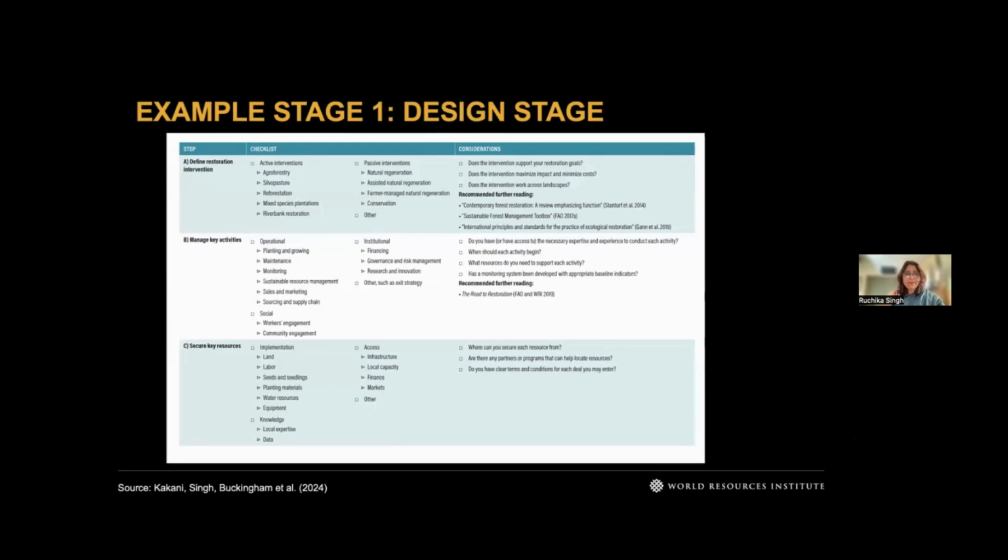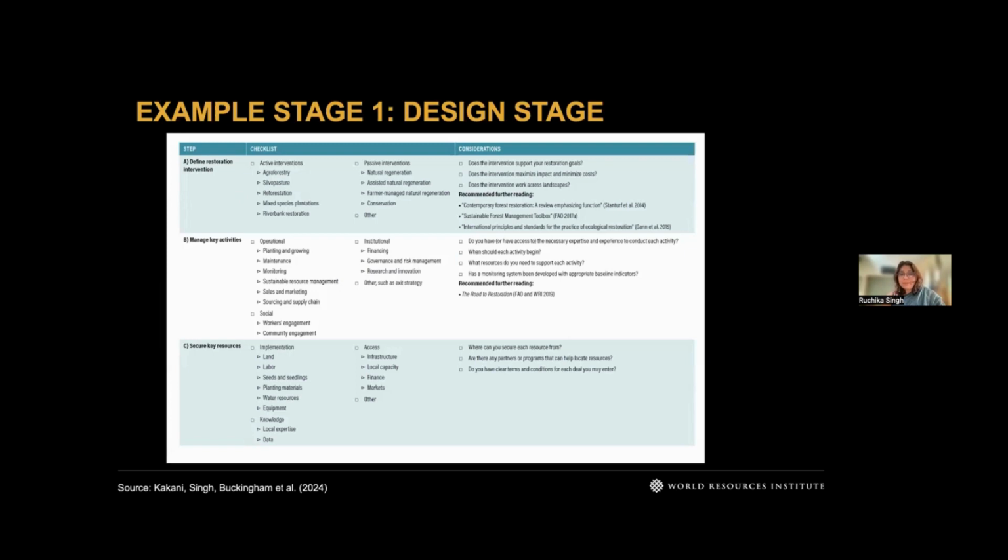This is an example in terms of the kind of resources and considerations that are available. I've taken this example from the design stage. So after scoping has already been done, the questions could help you identify the type of interventions, how these interventions could help you support the goals. Also, what sort of interventions work across landscapes. Landscapes are critical. Any project which is planned without thinking about the entire landscape and its priorities may not work, and it has to consider people's priorities.